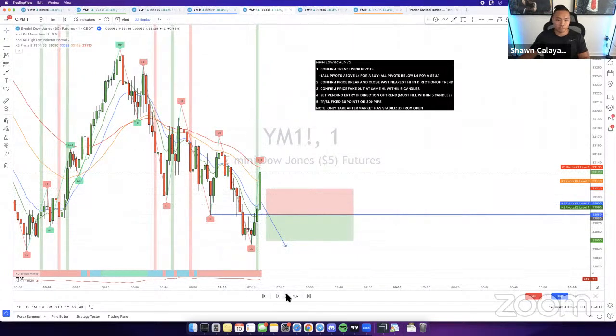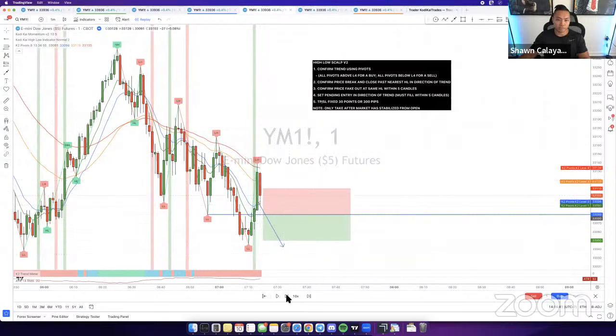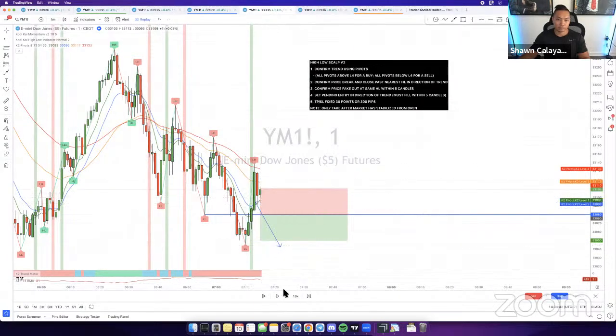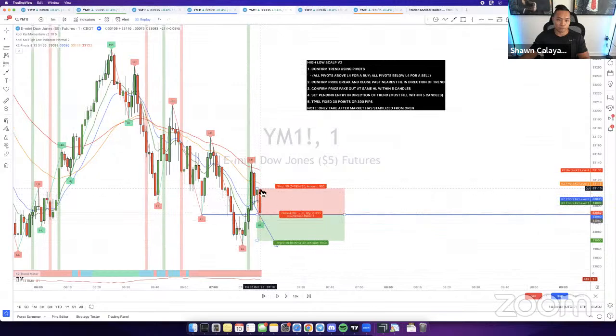You have 1 candle right here. You have the 2nd candle right there. You have the 3rd candle right there. And there goes the 4th candle. On the 4th candle right here, price comes down and fills your order. And at this point, you're now in the position.